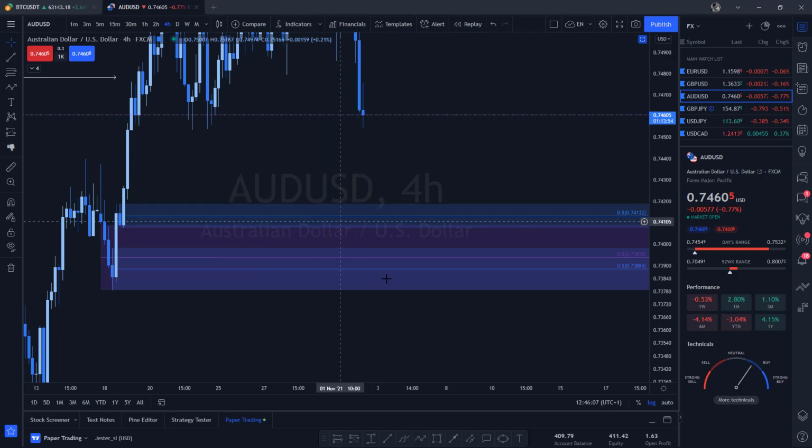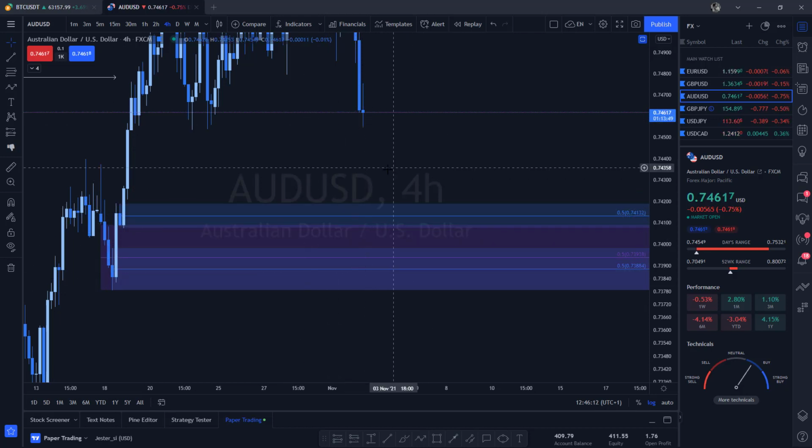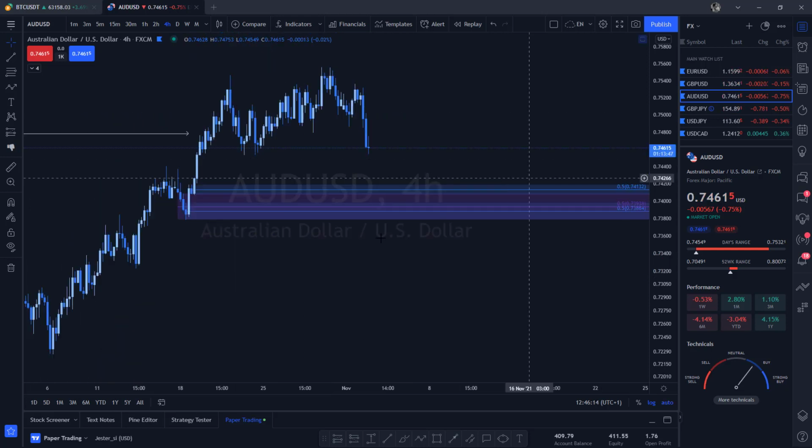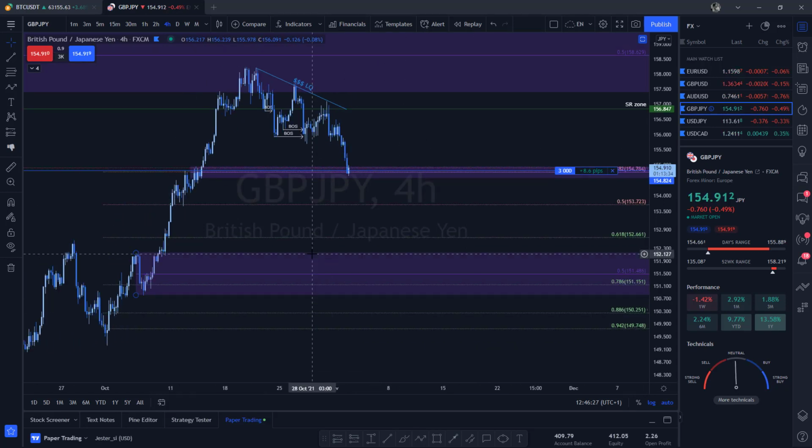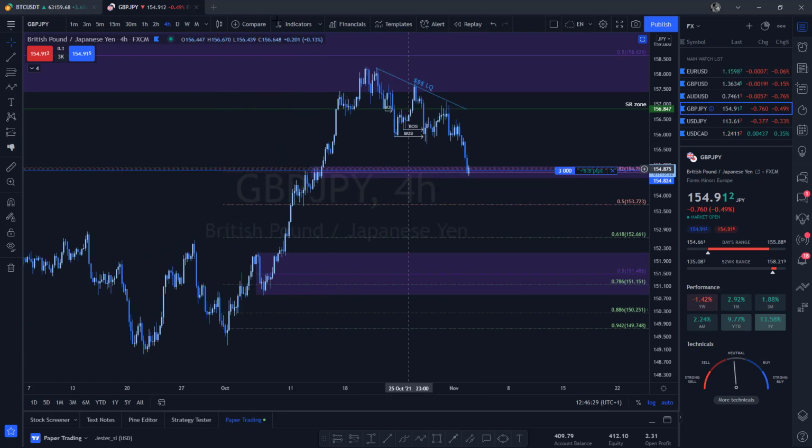So I will looking for buys here in this zone. Depends also how the price will be delivered. So let's go on GJ. This is the one that I traded the most lately. Let's start on a daily.